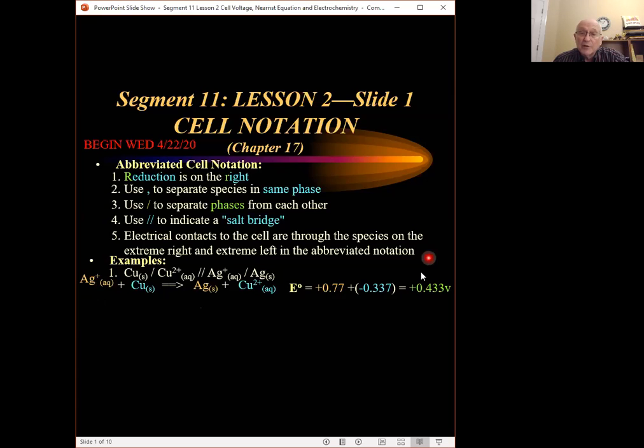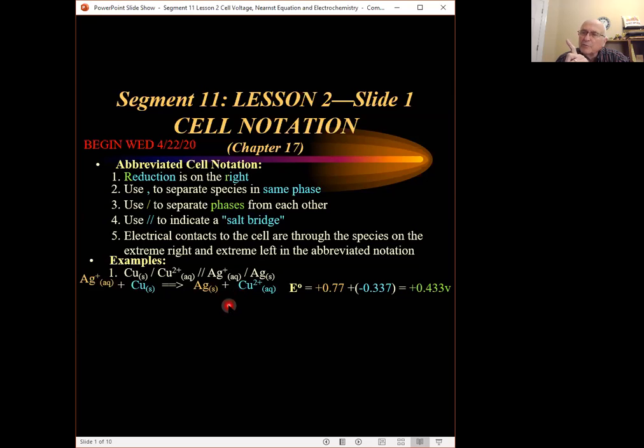So this is the voltage you would generate with copper in a solution of copper +2 at 1 mole per liter, connected through a salt bridge to another electrode made of silver metal with the solution at a concentration of silver +1 of 1 mole per liter. That will generate 0.433 volts. It's positive. A positive voltage means it is spontaneous in the direction we've got it written at these concentrations.